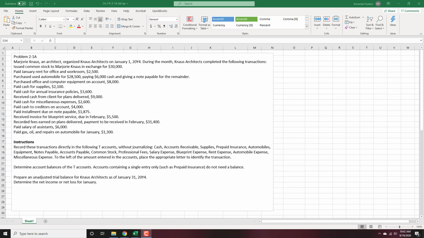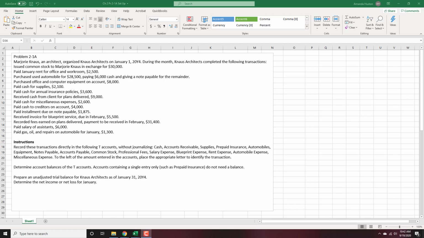This is an overview of problem 2-1A. Marjorie, an architect, organized CNAS architects on January 1, 20Y4. During the month, the architects completed the following transactions. Issued common stock to Marjorie in exchange for $30,000, paid rent for office and workroom, $2,500, purchased used automobiles for $28,500, and they paid $6,000 in cash and the rest in a notes payable.